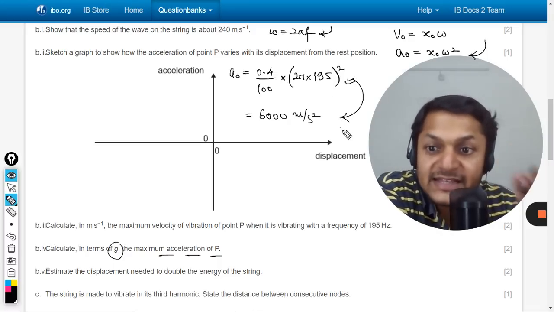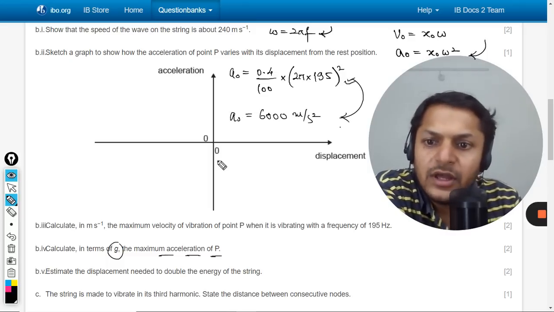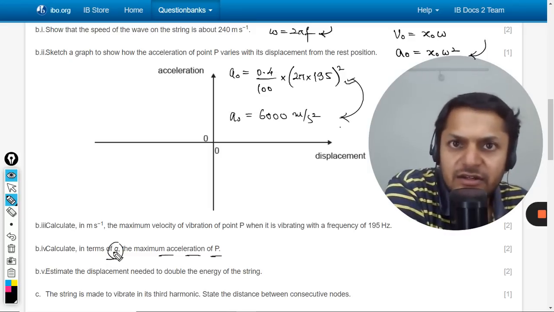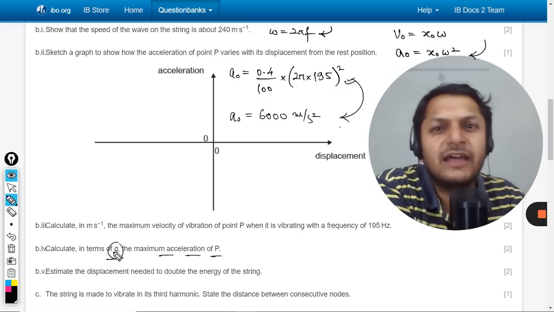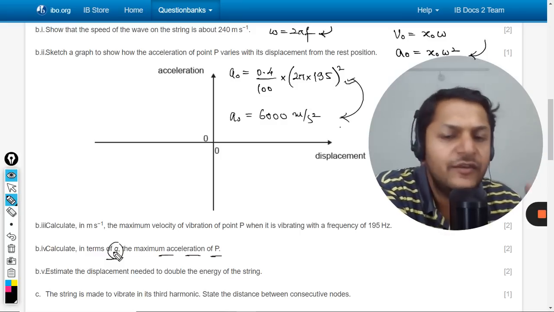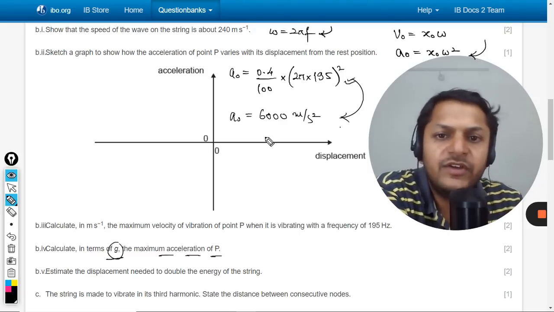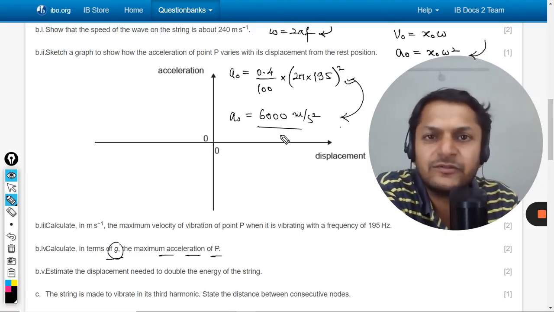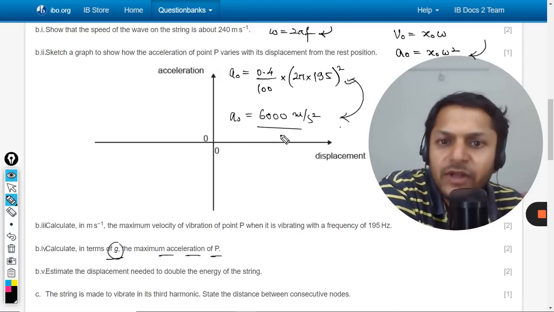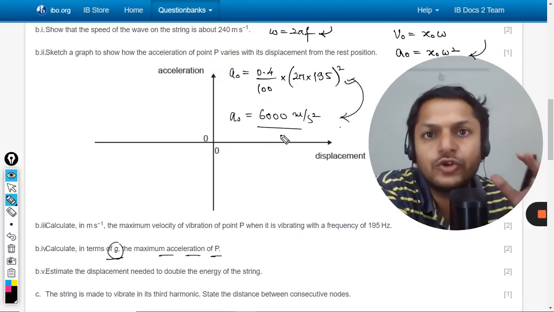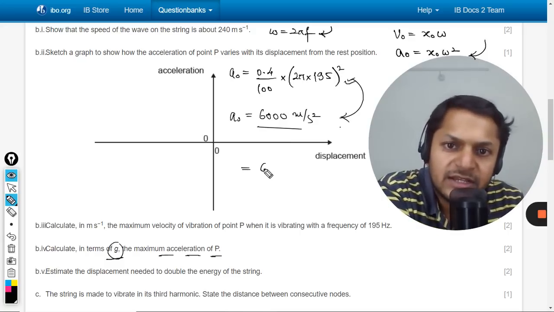Now he says that you want to find the acceleration in terms of g. This is a really weird thing. From where did gravity come into this expression? We're talking about standing waves. Gravity has no role to play there. We are getting a very specific answer, like 6,000 meters per second squared. Why do you want to do that? So, for the weird question, we are going to do a weird step. And what is that weird step?